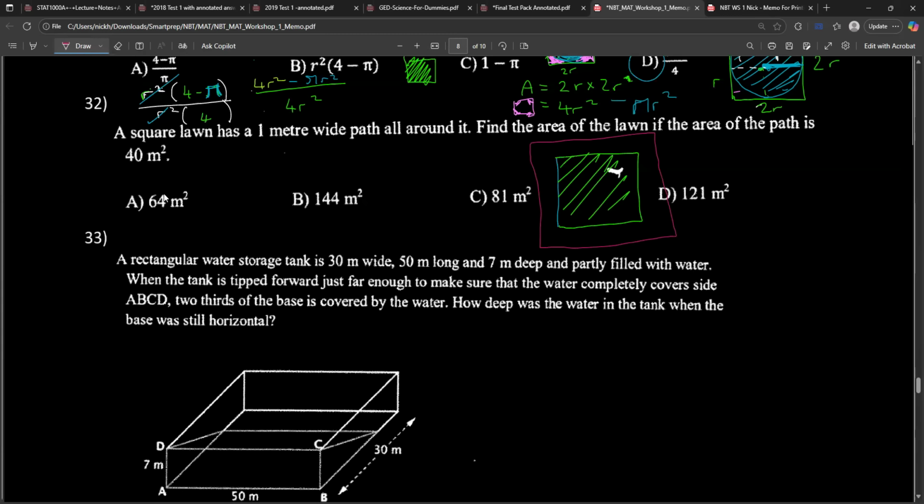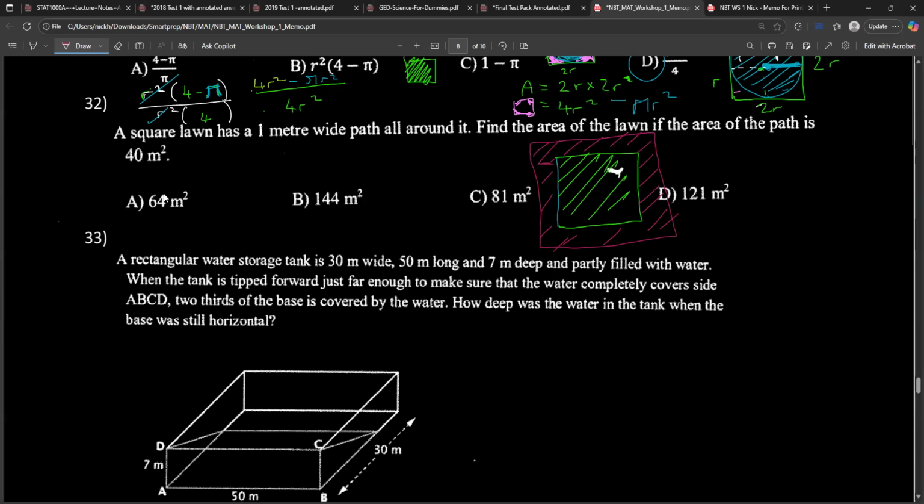And let's see, find the area of the lawn if the area of the path is 40. So this path is 40. Okay, so what do I know? I know that the path is 1 meter. So if I look at this, I could do the same thing as I did last time, except the other way around.